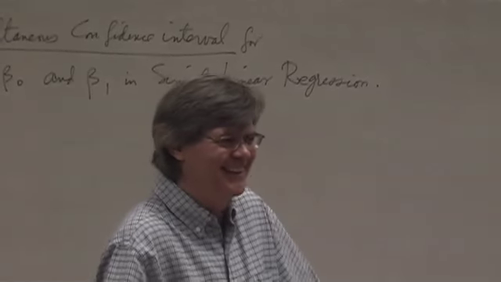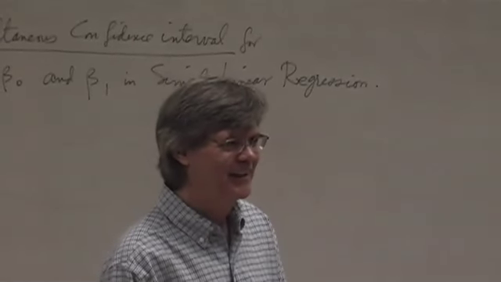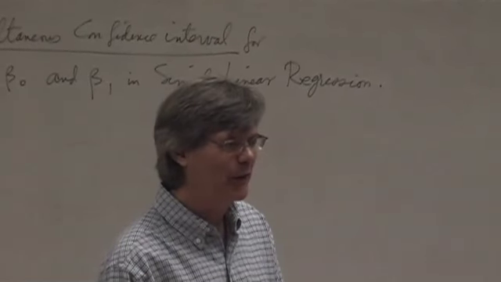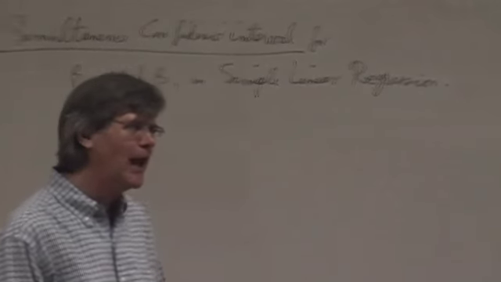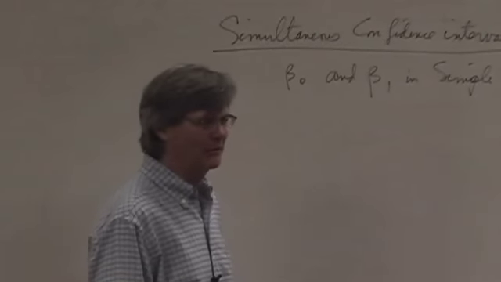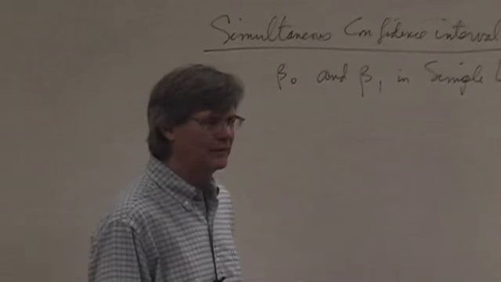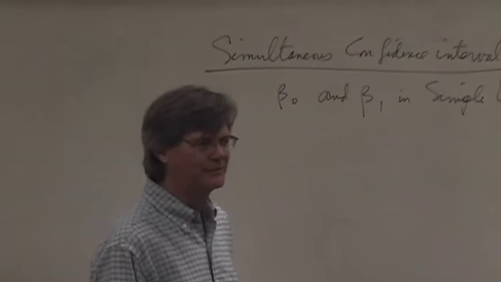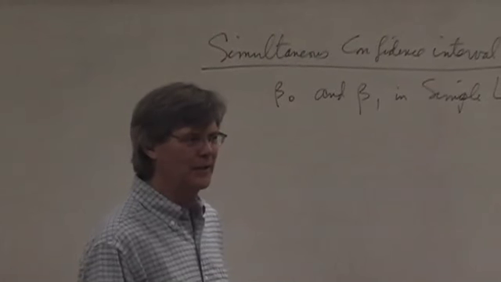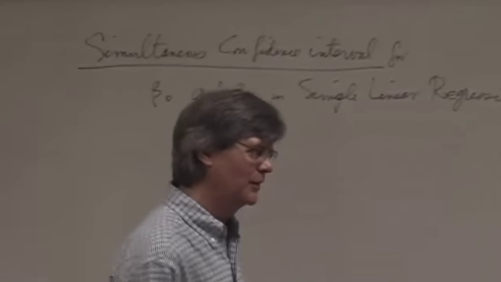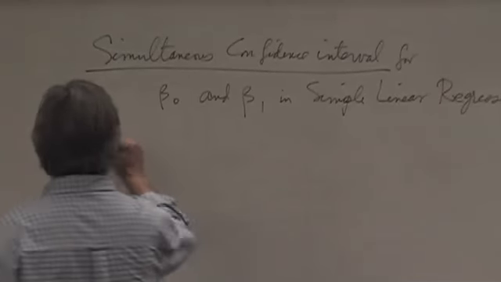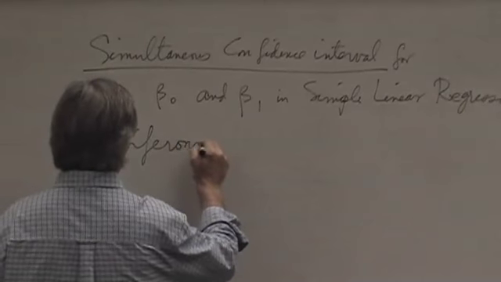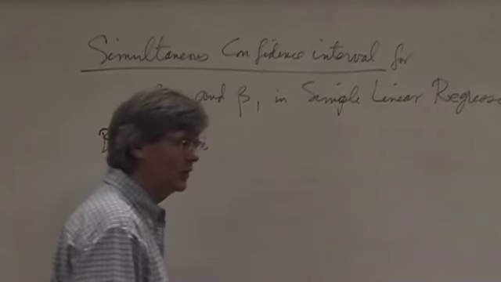I take the alpha, the error probability, and multiply it. So if I want simultaneous 95% confidence intervals, I have to take the alpha and divide it. Is that clear? So I need to have 97.5% confidence intervals. That's the Bonferroni method. Actually, we're not using independence here.